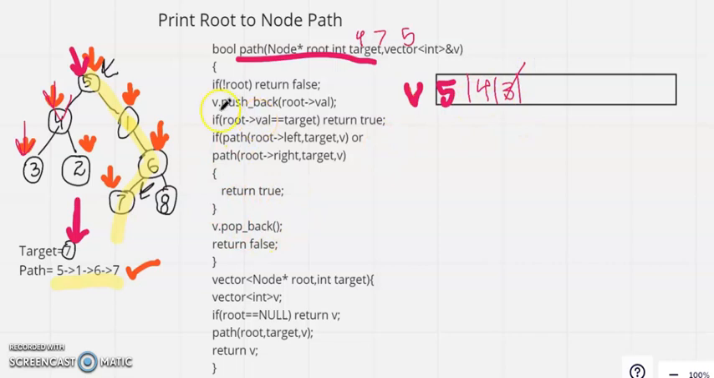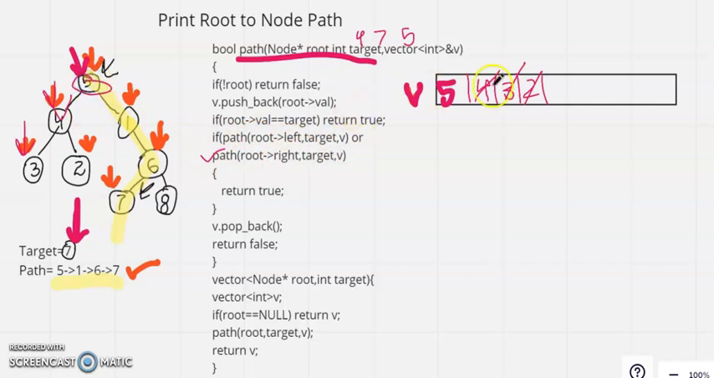Now we move to the next one, which is path of root's right. Now we push back 2 into it. Now we see that 2 is also returning false, so we pop back 2 also. As 3 has returned false and 2 has returned false, 4 will also return false and it will pop back. Okay, now we move to the right part of 5. We are done with the left, now we are here, 5's right.